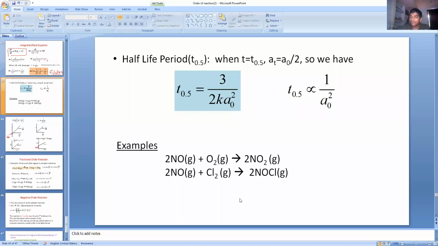These are some of the examples of third order. Very, very rare. 2NO plus O2 giving 2NO2, 2NO plus Cl2 giving 2NOCl.